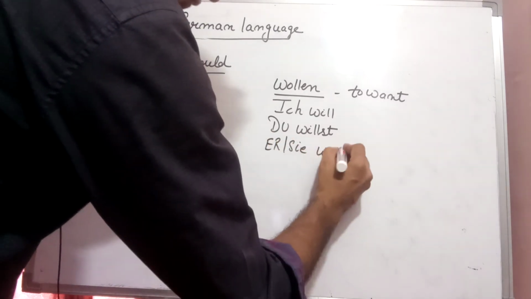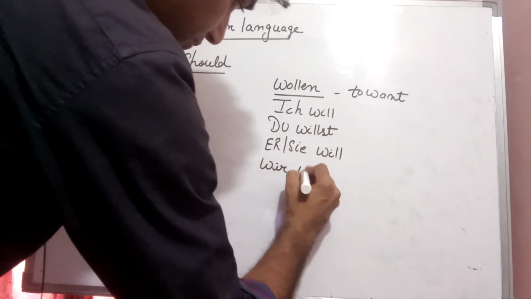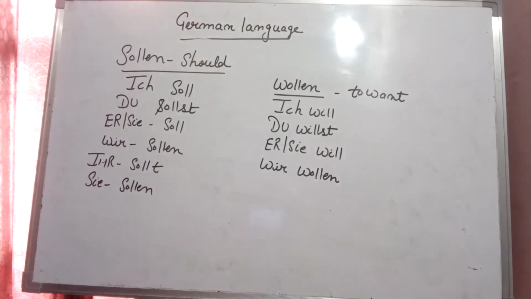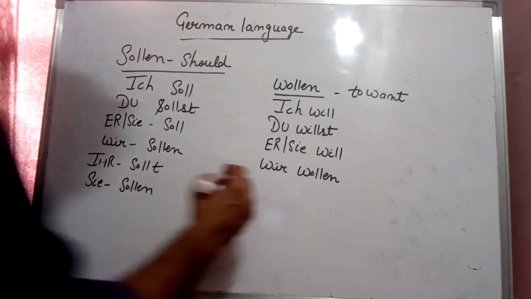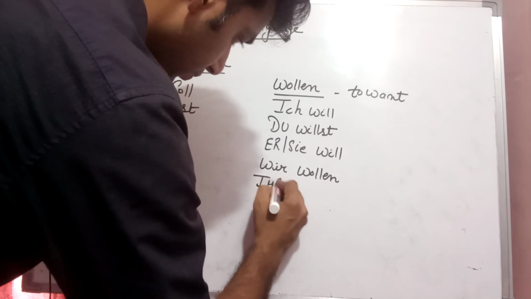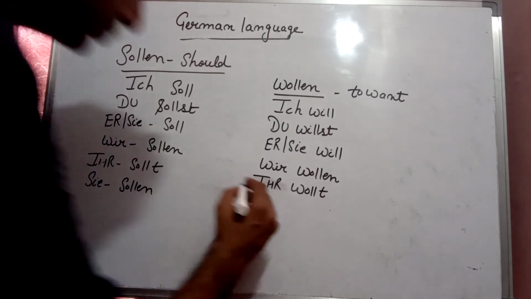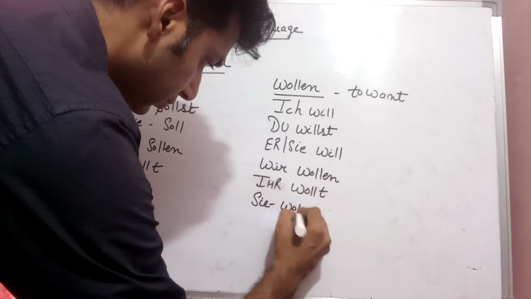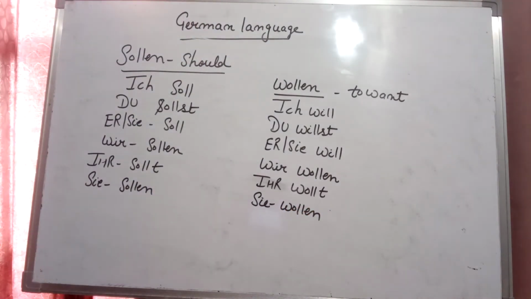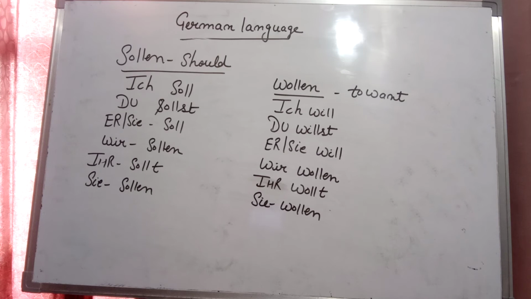Is that clear to you? This is a verb conjugation basically, wollen is to want. Okay, ich will, du willst, sie will, wir wollen. Okay, we have ihr wollt. Is that clear to you? Then we have sie wollen. Clear? So we have the verb to want, which is wollen. Is that clear to you? Okay.